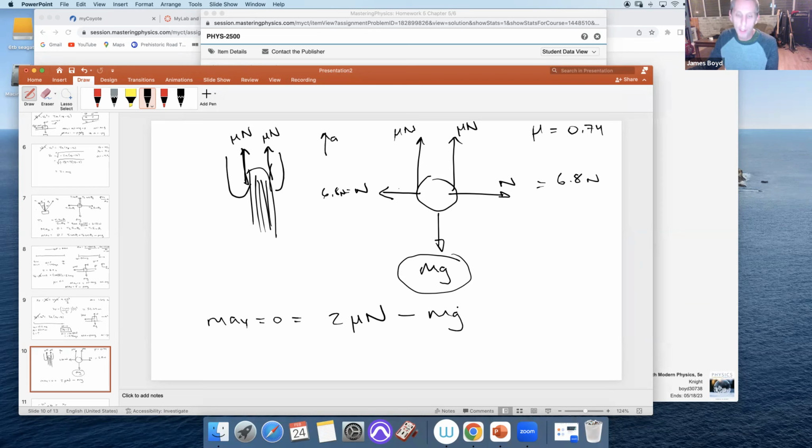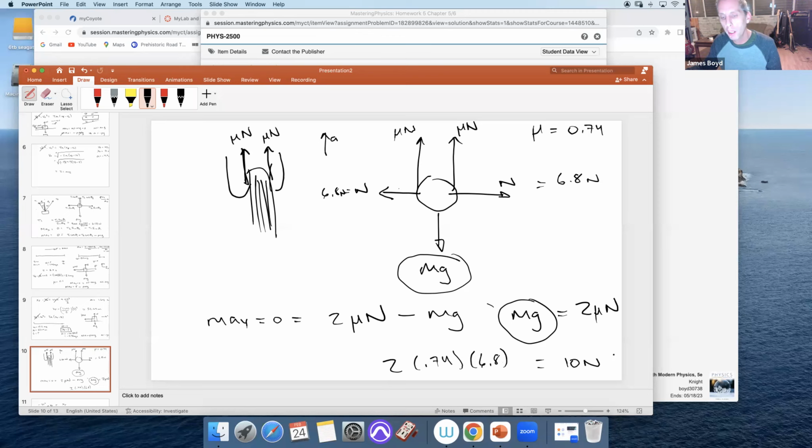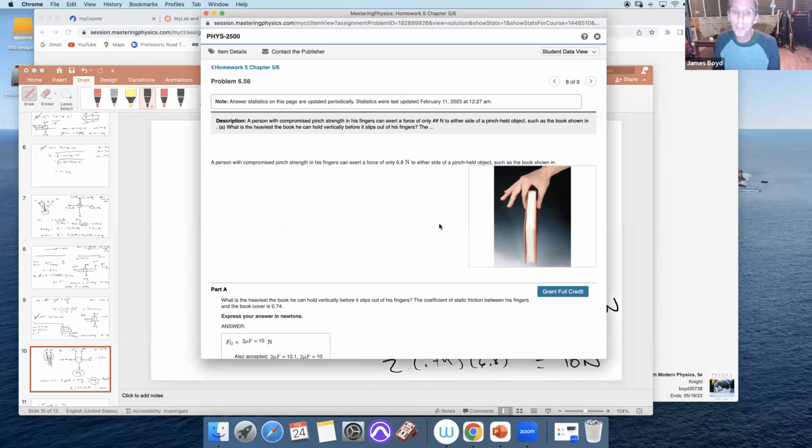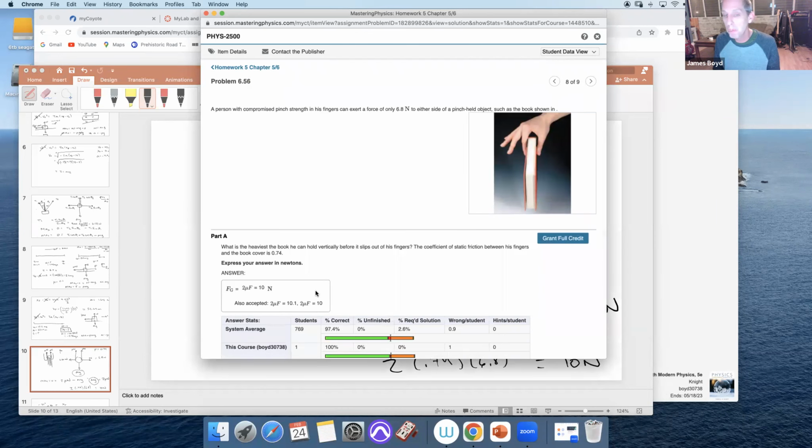So the heaviest weight we can hold, the biggest mg can be, is 2 mu n, or 2 times 0.74 times 6.8, which is about 10 newtons of force. If I divide that by 9.8, it's about 1 kilogram of mass that can be held by your fingers.